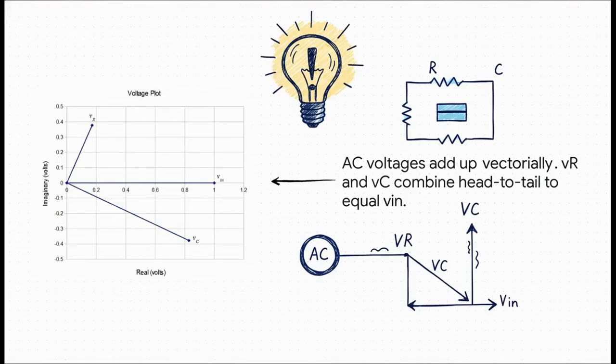And boom, here it is. This is the aha moment. Look at this diagram. See how the resistor's voltage and the capacitor's voltage are pointing in different directions? They are 90 degrees out of phase. That means you can't just add their numbers together. You have to add them like you would forces, head to tail. It's literally a tug of war, and the main input voltage is the final result of that battle.